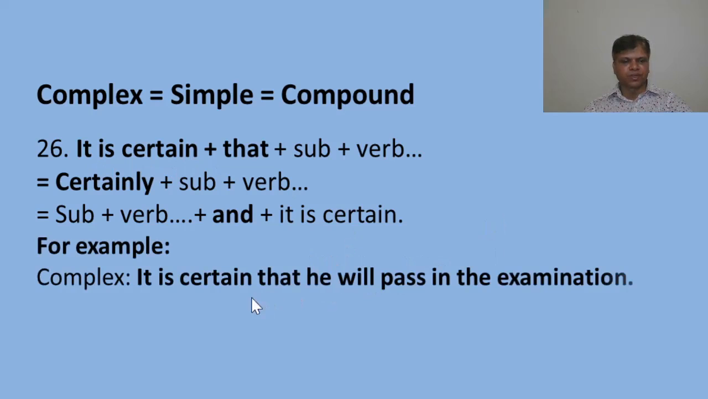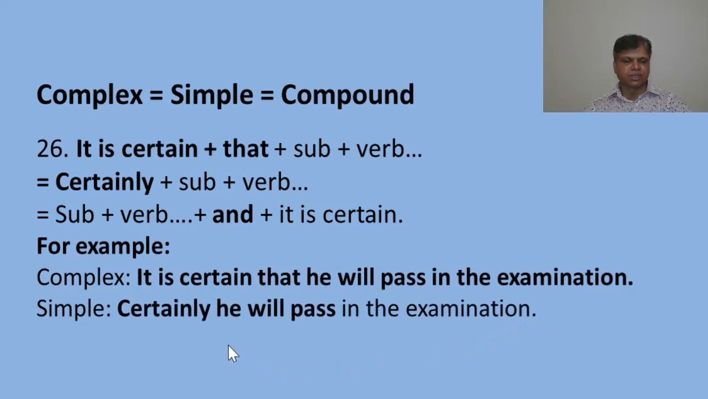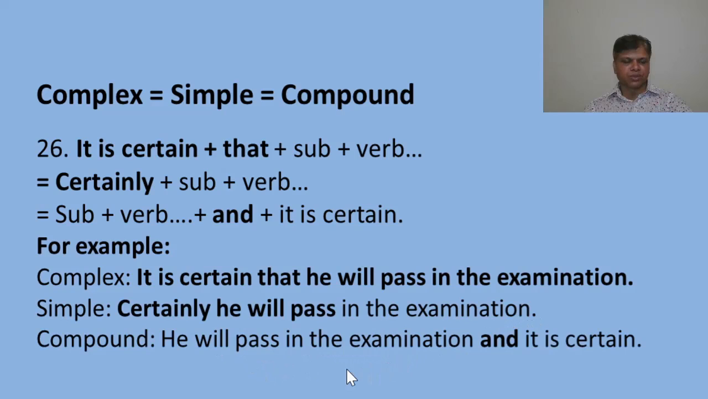Complex: It is certain that you will pass in the examination. Simple will be: Certainly he will pass in the examination. Compound will be: He will pass in the examination, and it is certain. So it is a that clause, that's why it is a complex sentence.